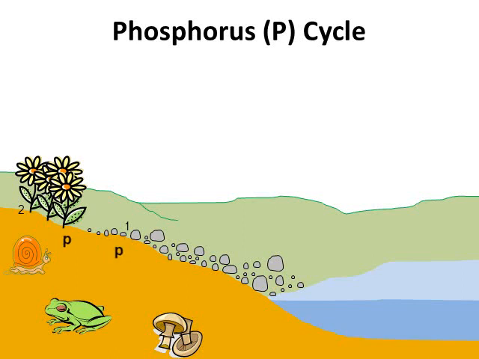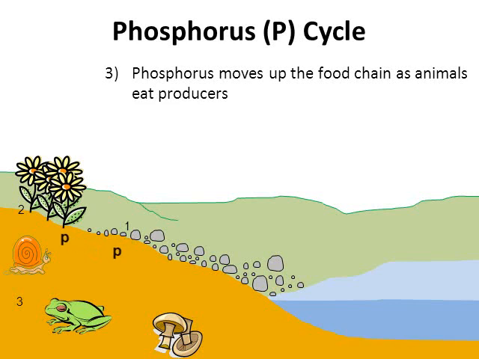So now that the phosphorus is in the plants, the phosphorus simply moves up the food chain. In our animation, we have phosphorus going from the flowers to the snail. Well, that's because snails eat leaves and flowers and plants. In the next part of the animation, we have phosphorus going from the snail into the frog. Well, that's because frogs can eat snails. Phosphorus is simply moving up the food chain.